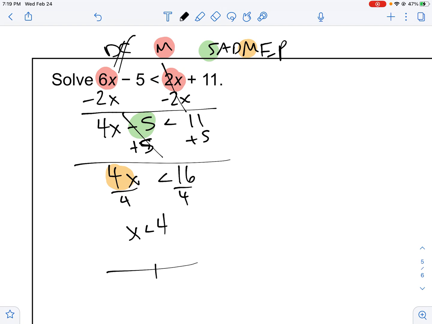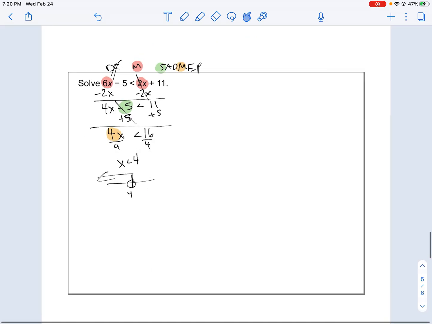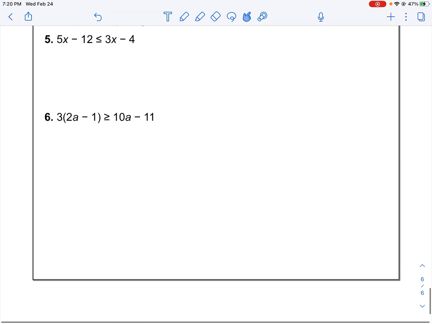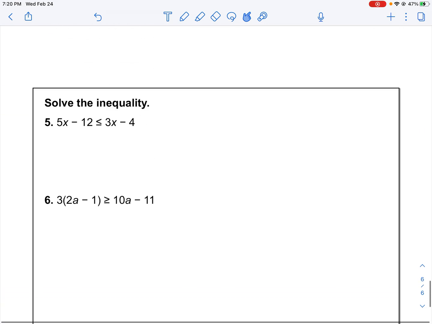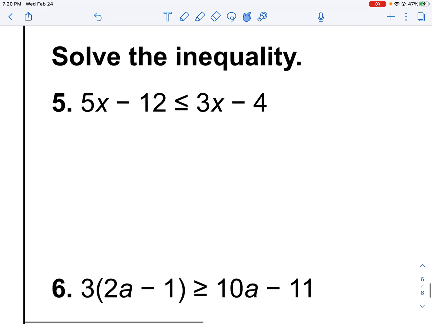All right, let's graph it. 4, open, that way. Let's just see if there's anything else that's interesting. Not really, but let's look at one more.